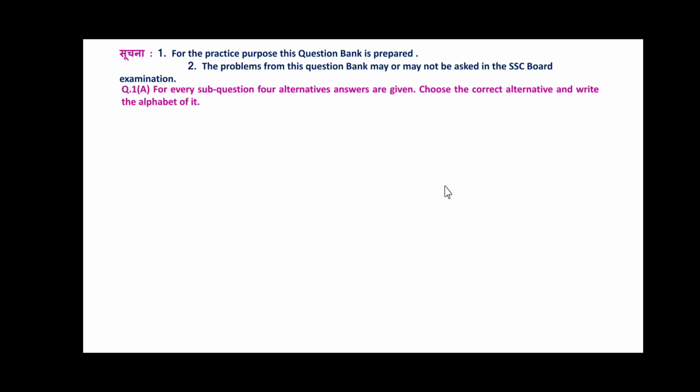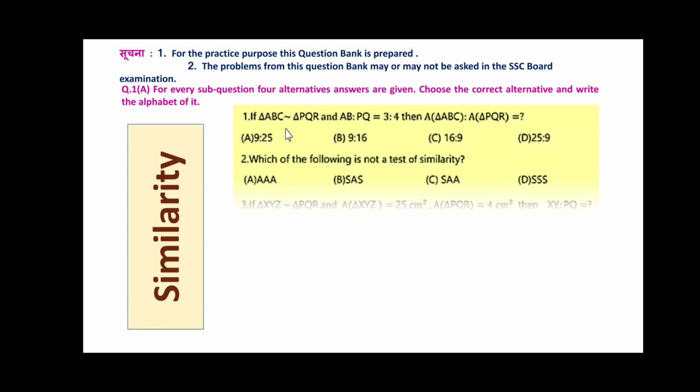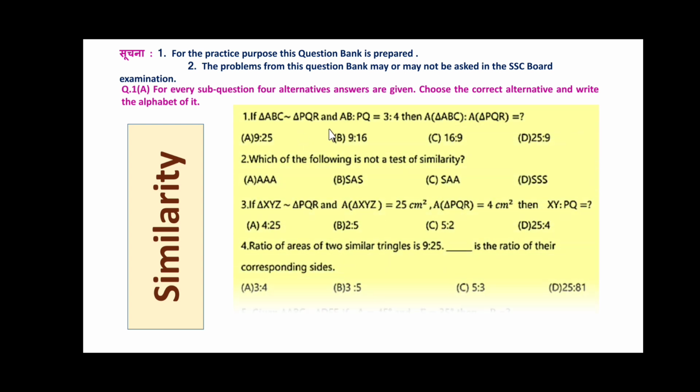It is expected. So, the first topic in this Mathematics Part 2 is similarity. Let us discuss a few MCQs on this topic. Number 1: if triangle ABC is similar to triangle PQR and AB to PQ is given as 3:4, then we have to find the ratio of area of triangle ABC to area of triangle PQR.